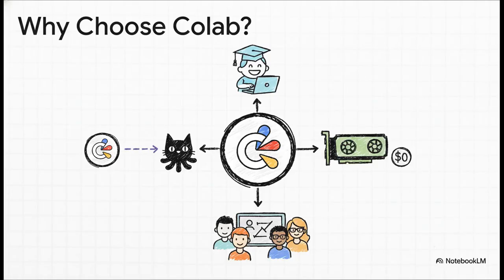So, when is Colab the obvious winner? Well, it's perfect for beginners and students who just want to start coding without any hassle. It's a no-brainer for anyone who needs access to powerful GPUs but doesn't want to buy them. And it's definitely the best choice for team projects where a bunch of people need to work on the same code at the same time. Plus, it even integrates with GitHub, so you can save your work right to your repositories.